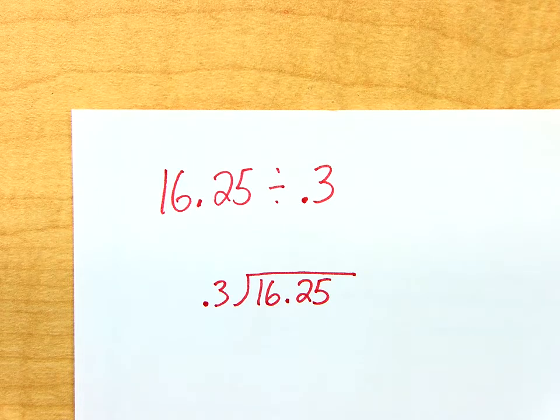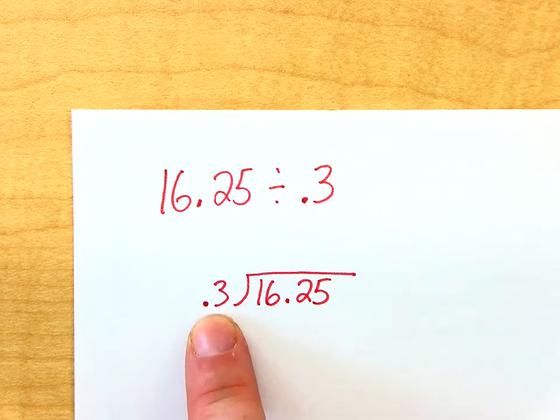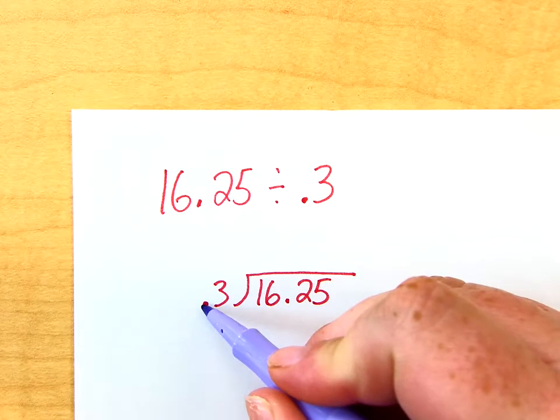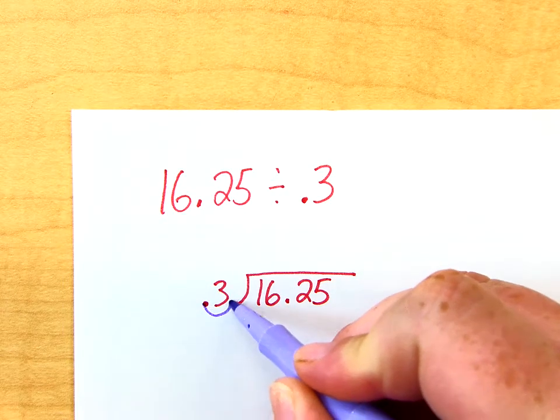I have to move the decimal. This number out here, called the divisor, by the way, cannot have a decimal in it. So, in order to make this number not have a decimal, I'm going to move it one place to the right. So now it's just the number 3.